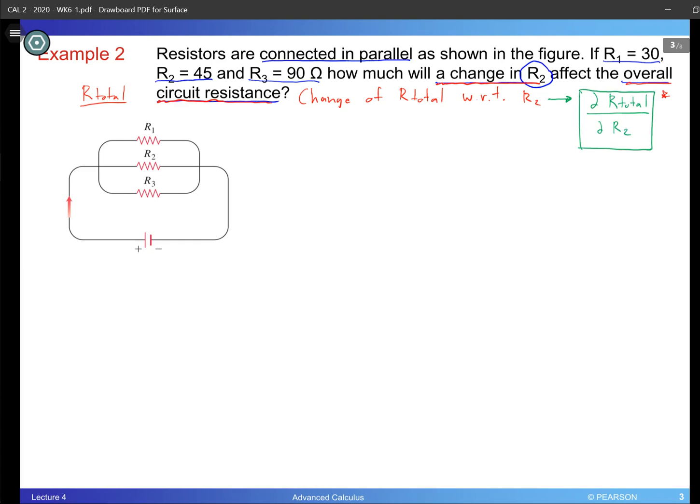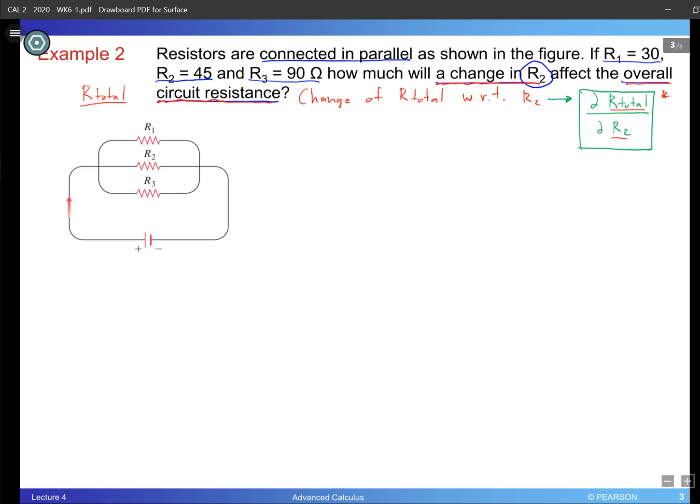dR total by dR2. And as you know, when it comes to finding a derivative, we have to perform differentiation. And when you perform differentiation, you have to perform it on a function or an equation. But right now, we don't have anything to work on. We don't have any function or equation right here in this example. So the next thing we are going to have to do is to find that by using the relation between this R total and R2.